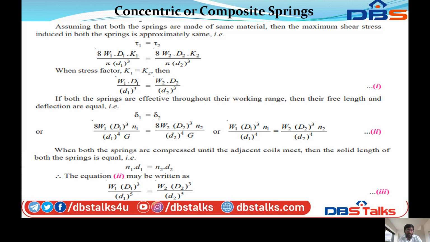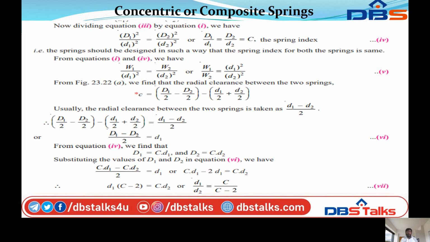When both springs are compressed until the adjacent coils meet, the solid length of both springs is equal, so N1 d1 is equal to N2 d2. Therefore, equation 2 may be written as W1 D1 cube by d1 power 5 equals W2 D2 cube by d2 power 5. This is equation number 3.